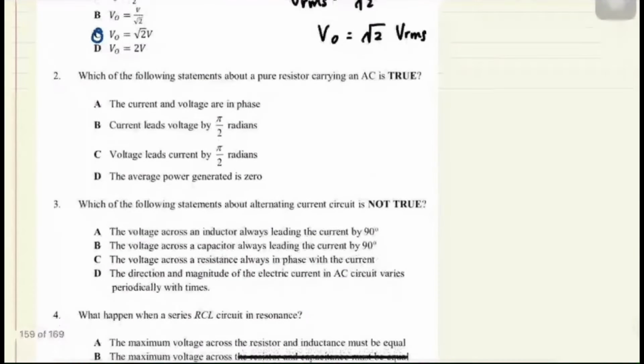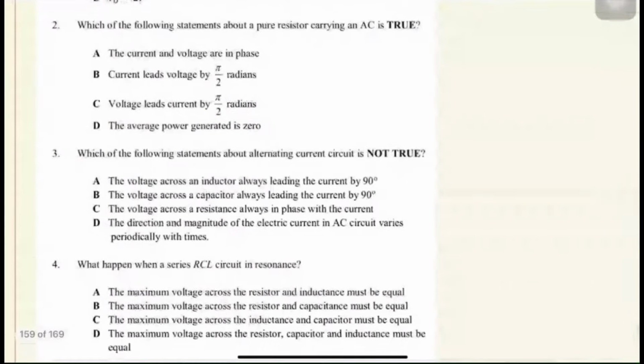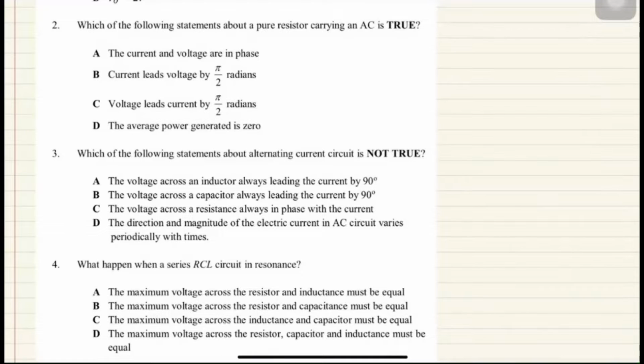Question number 2. Which of the following statements about a resistor carrying an AC is true? Okay, the second question has only one component, which is the resistor. So if you want to draw its phasor diagram, we have VR or VRMS, because there is only one. The current is to the right as well, the same direction. So which one is true? The current and the voltage are in phase. Okay, that one is correct. So that is the answer. Current leads voltage, voltage leads current, those are all wrong.